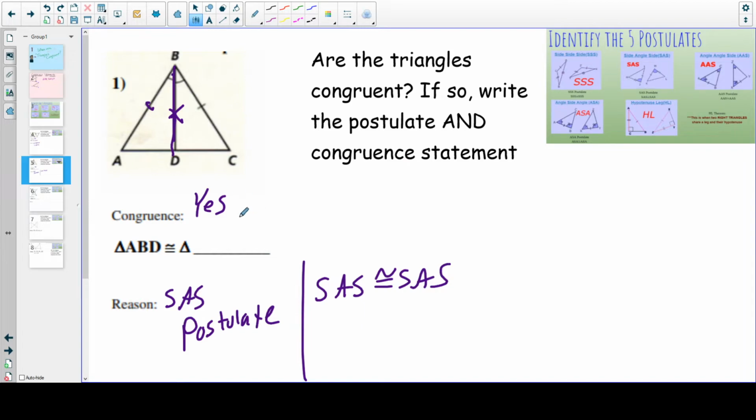And we can do the congruent statement. So A, B, D. So A to B to D. I need to go from one point that goes through 1 tick mark to here. That must be C. B is the same as B. And then they both go back down to D.